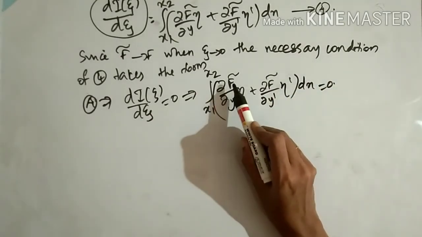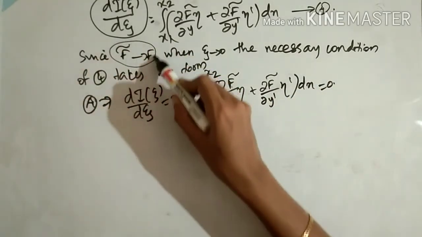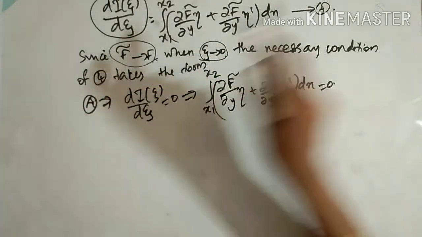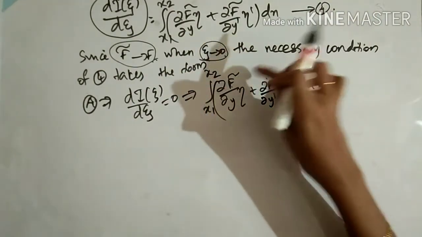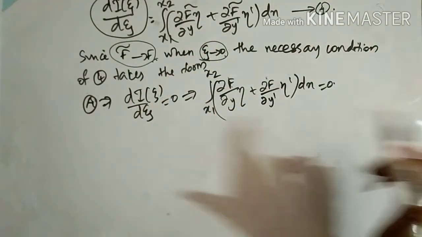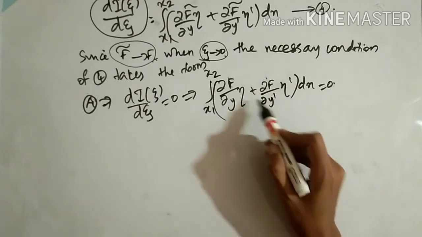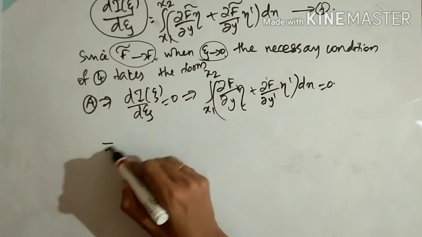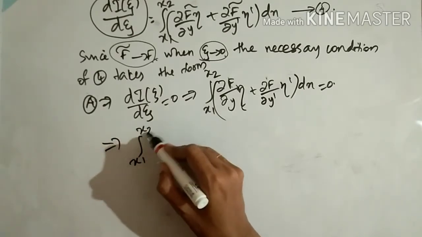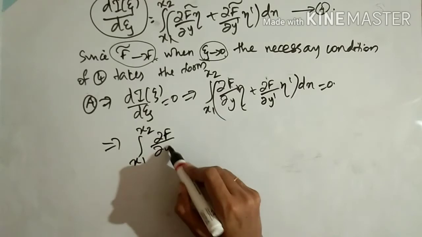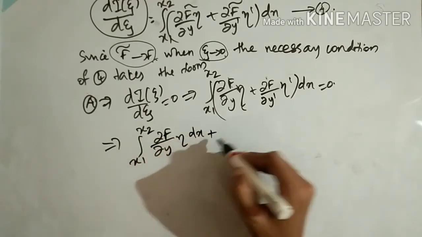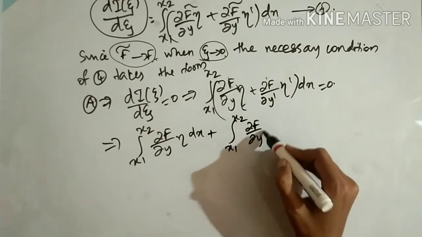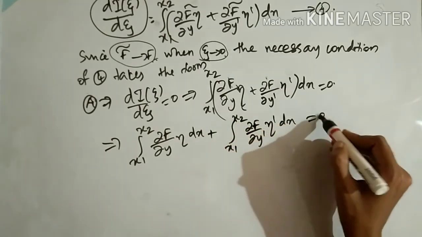Now you can change this f tilde as f, because f tilde is replaced by f only when ε tends to 0. So in this place of f tilde you can substitute f, right. So ∂f divided by ∂y times η plus ∂f divided by ∂y' times η' is equal to 0. So this implies integral x1 to x2 ∂f divided by ∂y times η dx plus integral x1 to x2 ∂f divided by ∂y' times η' dx is equal to 0.